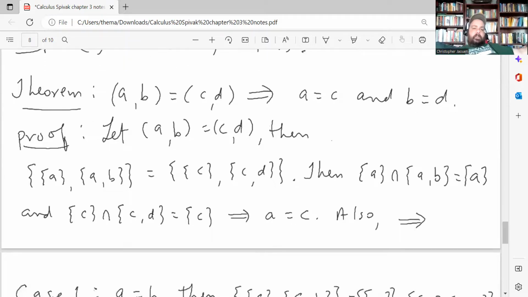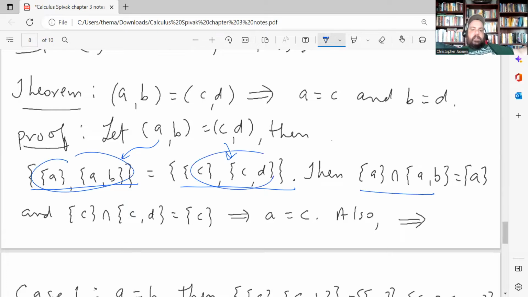Okay, so let's do the proof. This is a conditional statement, so we start by assuming the hypothesis, let (A, B) equal (C, D). Then that means that these two sets are equal to each other, right? Because this is equal to that, this is equal to that. Then if you look at the intersection of these two sets and these two sets, from the first two, if you take the intersection, you get the singleton set containing A, and if you take the intersection of the second two sets, you get the singleton set {C}.